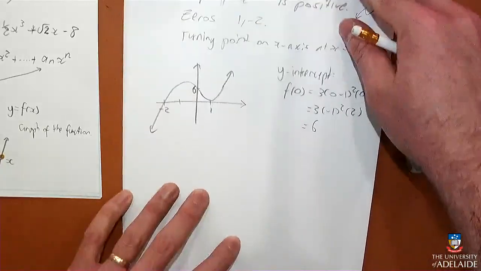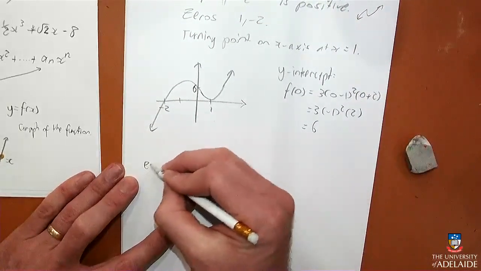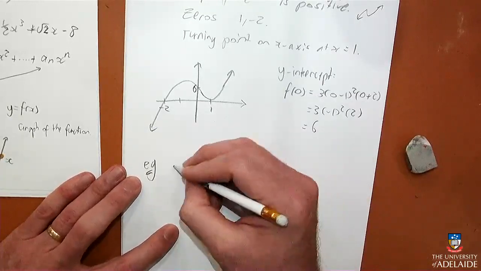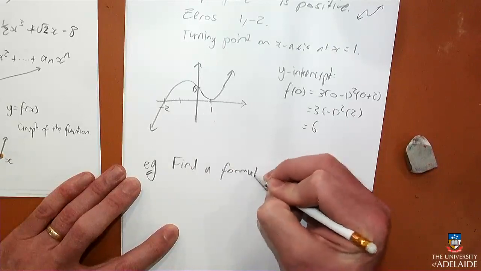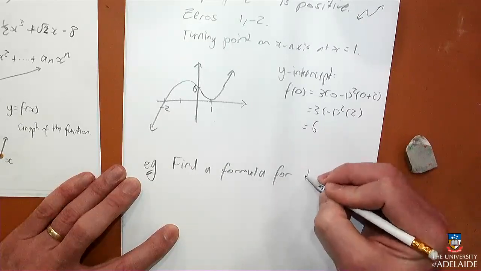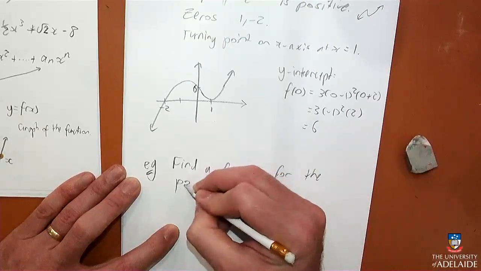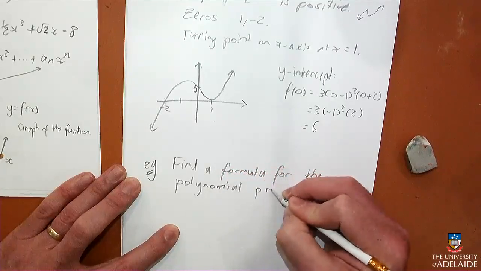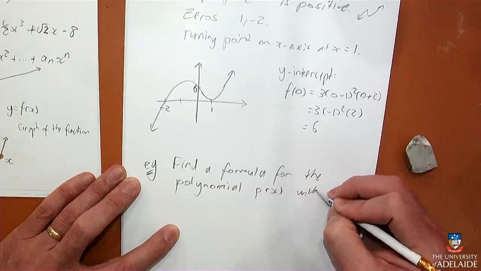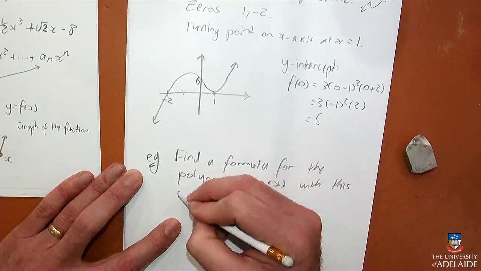And you can do this same process in reverse. Find a formula for the polynomial p of x with this graph.